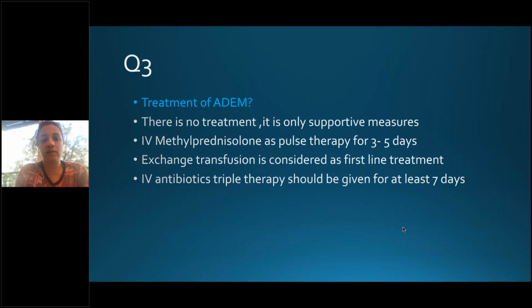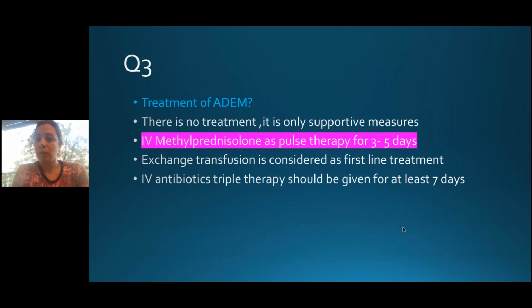Yes, that is correct. So IV methylprednisolone is pulse therapy. As I said, we do give IVIG, but that's not our first-line therapy. So we do have a treatment. We don't usually give exchange transfusion as first line. IV antibiotics are justified initially till we get our diagnosis. We don't necessarily have to give it for 7 days. When our culture results come back, as they did in our child, we stop them after 48 hours.